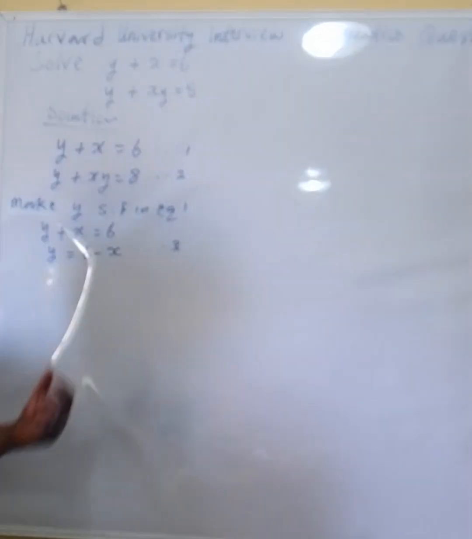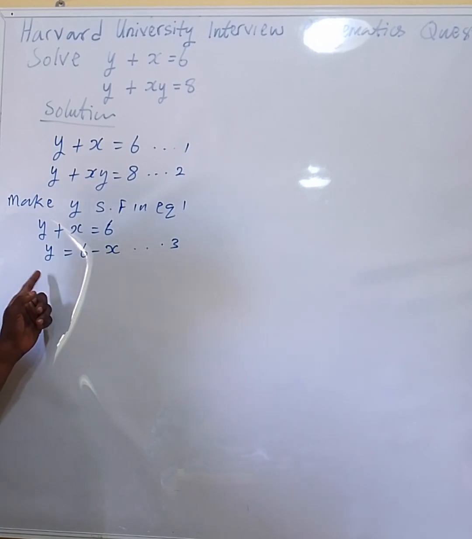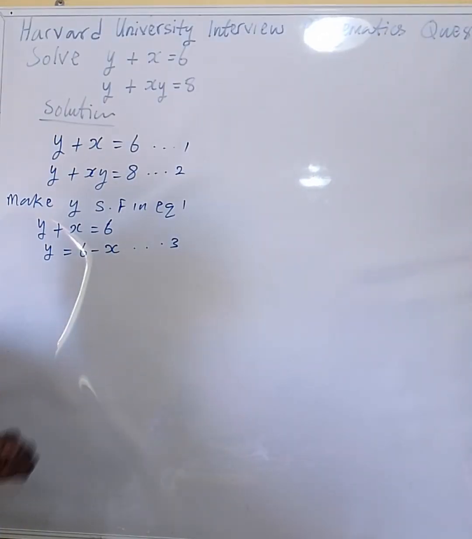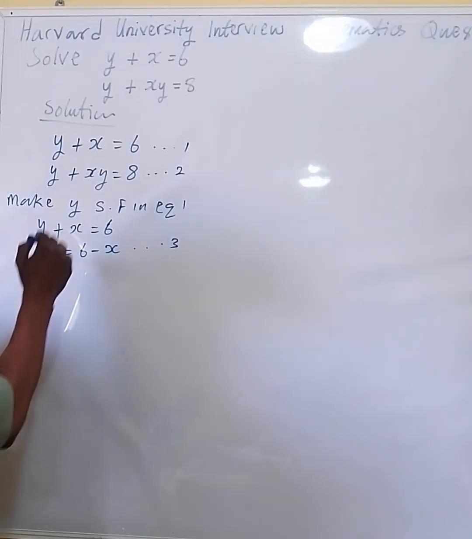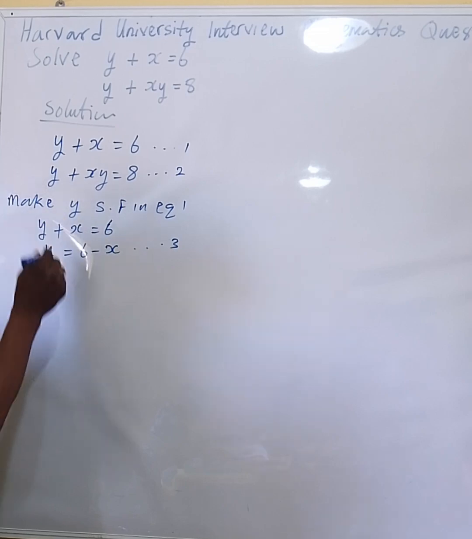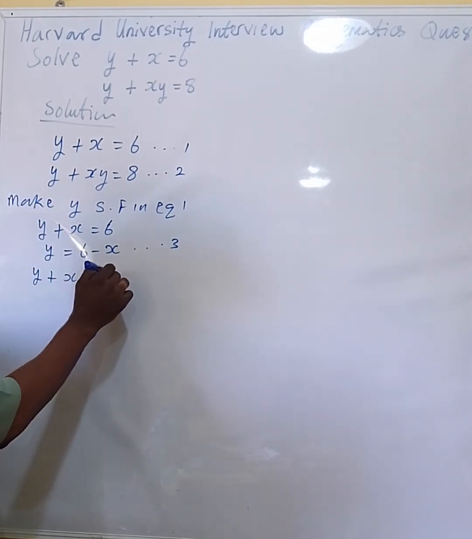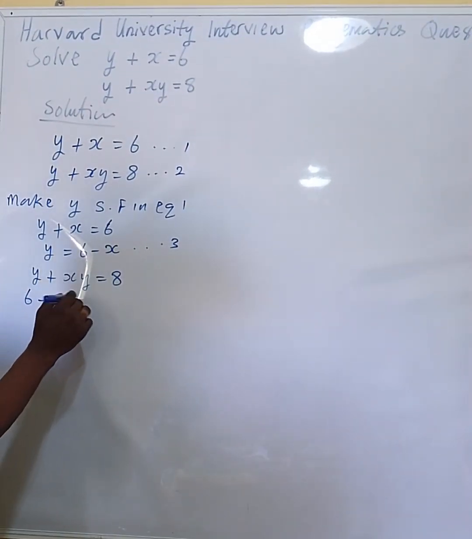Now, as we arrive at equation 3, you will substitute the value of y into equation 2, which means anywhere you see y, you represent it with 6 minus x. Equation 2 says y plus xy equals 8. So this is our y, you represent it with 6 minus x, plus xy.